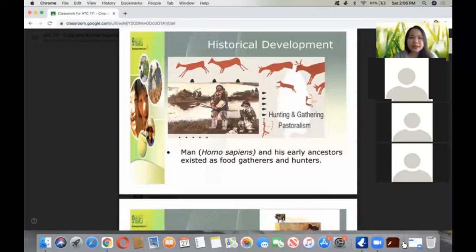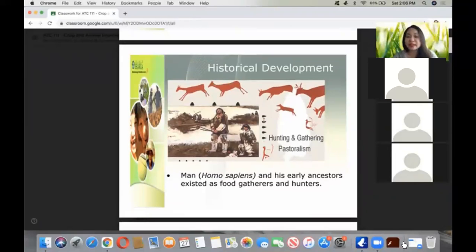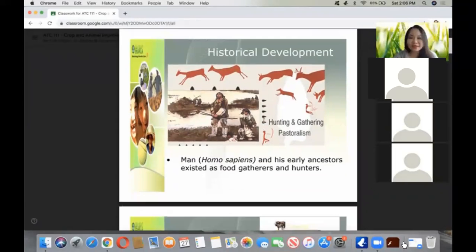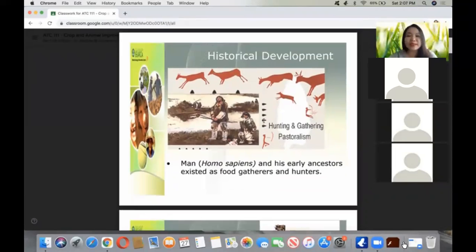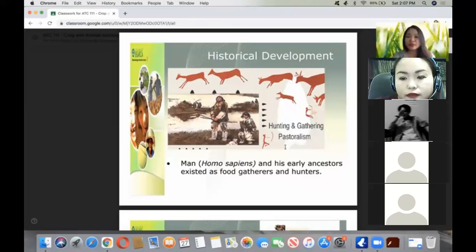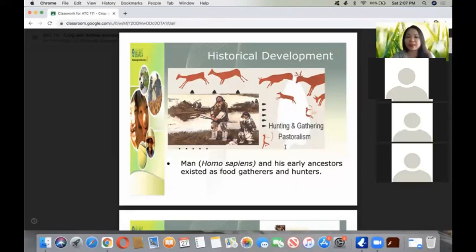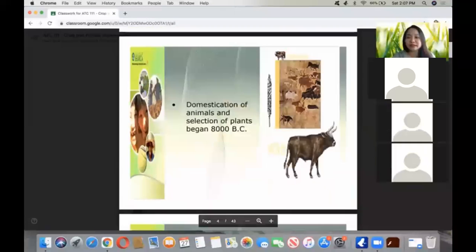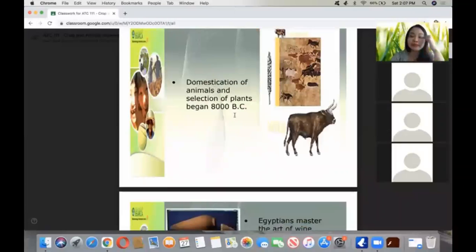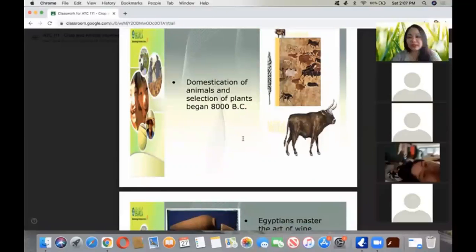So I bet that you know that since civilization began, about 2,000 years ago, along with that is hunting and gathering. So we call them pastoralism. So definitely, they say that biotechnology is connected to years back when we did hunting and gathering. So humans and early ancestors existed as food gatherers and hunters. And about 8,000 BC, or before Christ, the domestication of animals and the selection of plants began.